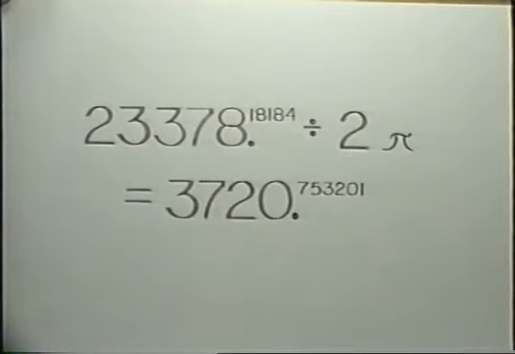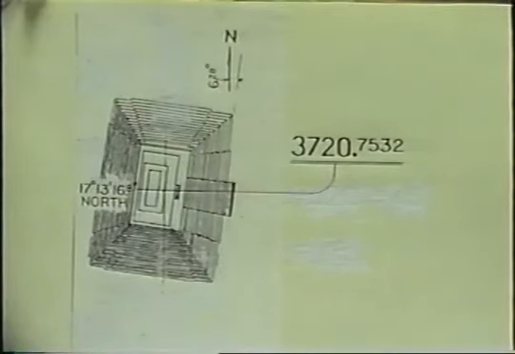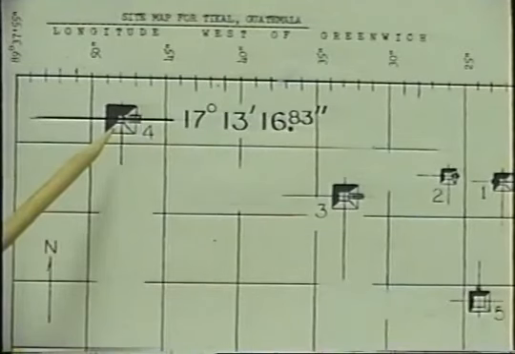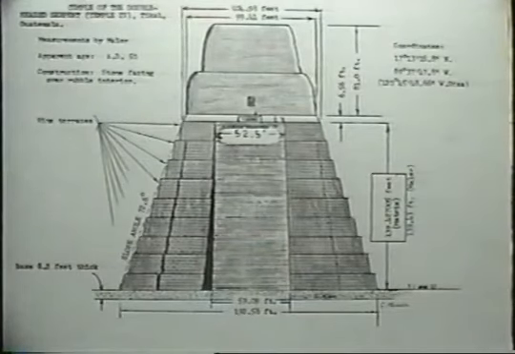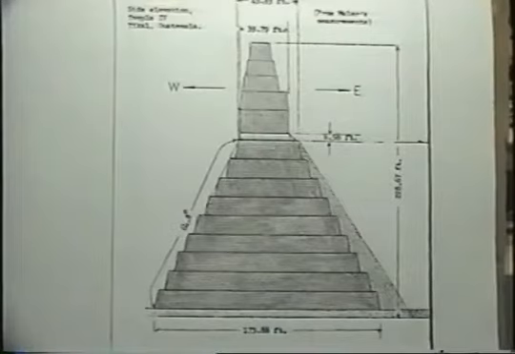Or we can divide it by double pi and get this. The grid latitude of another major pyramid of the matrix, one whose grid longitude we already know. Temple 4 at Tikal in Guatemala. The Temple of the Double-Headed Serpent, its frontal elevation. And its side elevation.